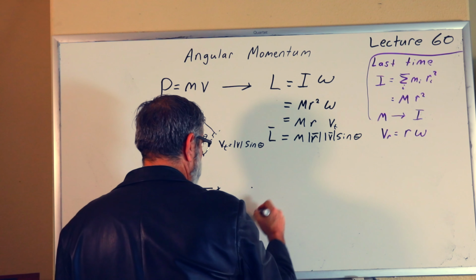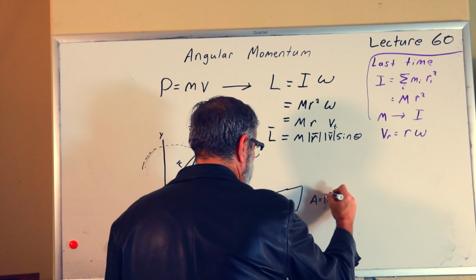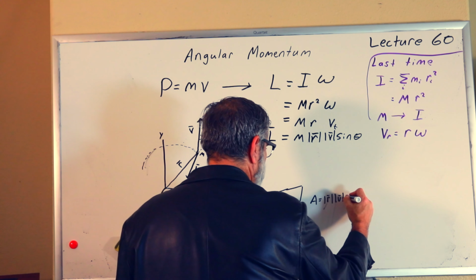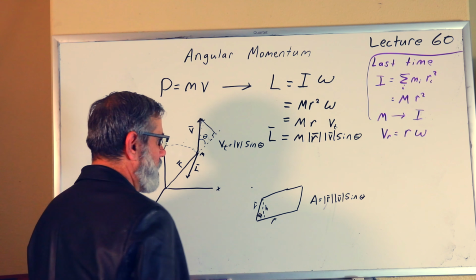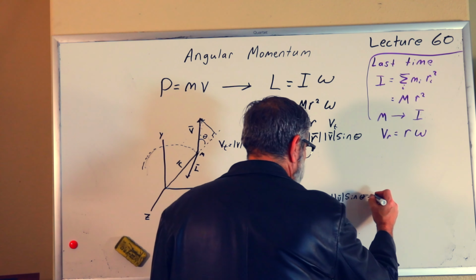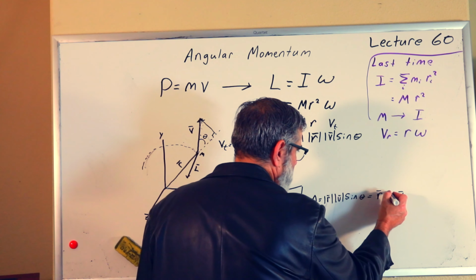Let me just redraw my parallelogram real quick. Magnitude of r times the magnitude of v times the sine of theta, where this is theta. We define this as r cross v. It looks like your traditional multiplication symbol, usually written a little bit bigger, a little bit darker. It's called the cross product.